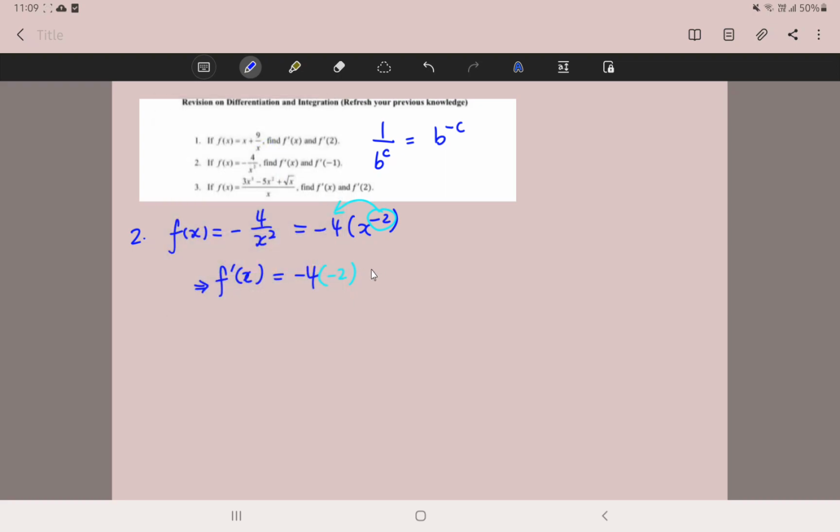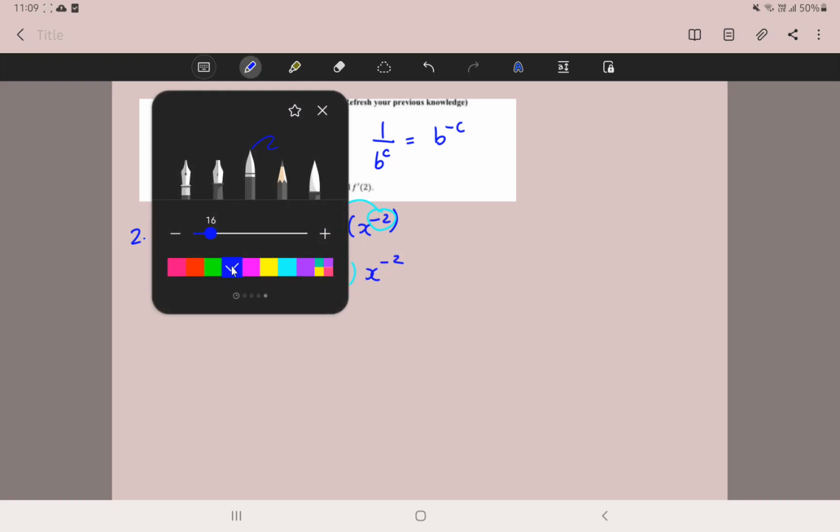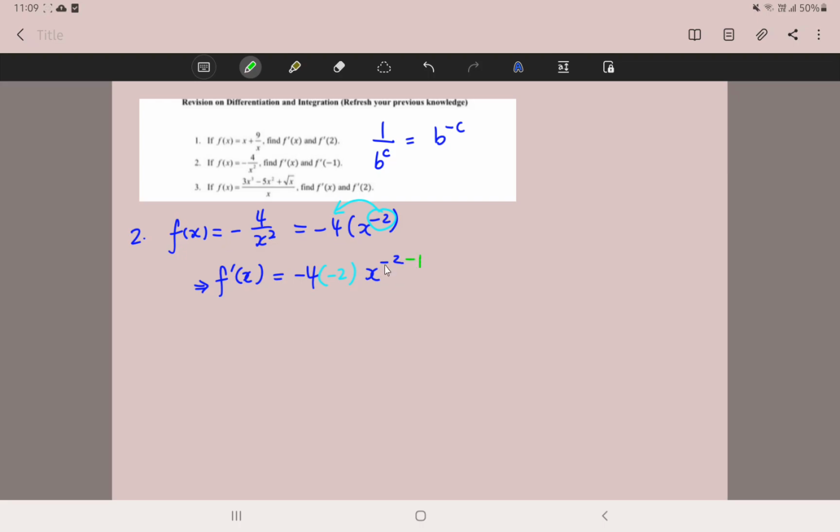We still have x to the power of minus 2. Don't forget, you need to subtract 1 from the original power. So it's minus 2 subtract minus 1. We have minus 4 times minus 2, which is basically plus 8, or positive 8. x to the power of minus 2 minus 1, which is minus 3. So this is 8 over x to the power of 3. This is the same thing, alright? Because the question wants to find f prime of negative 1, just substitute negative 1 inside. So it's negative 1 to the power of 3.